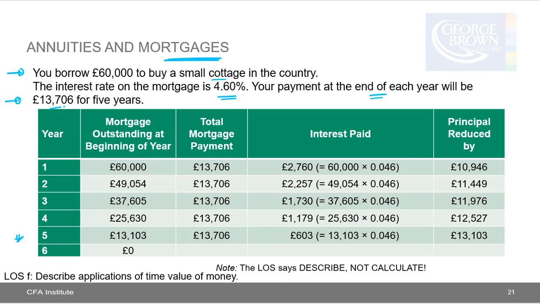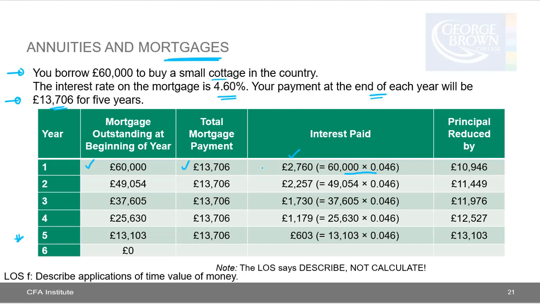Each payment is £13,706. Okay, so you can see at the beginning of year 1, you've received the £60,000. The mortgage payment is £13,706. But how much is the interest? The interest is the £60,000, the principal, times 4.6%. So we get £2,760. That means the principal is being reduced by £10,946. How do we get that number?